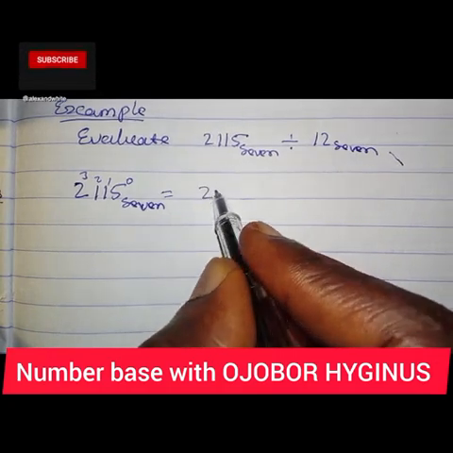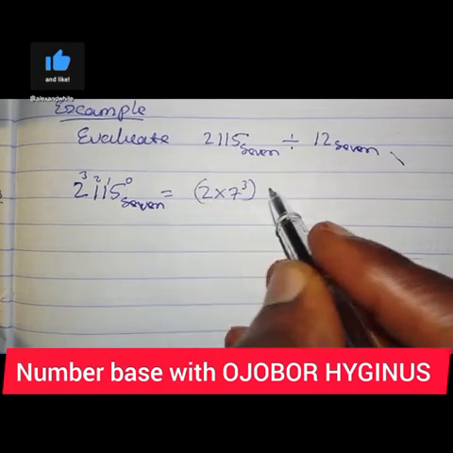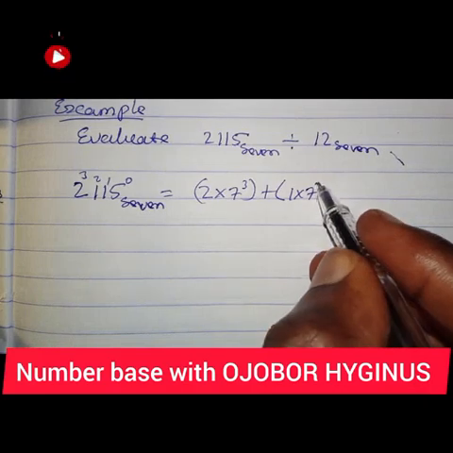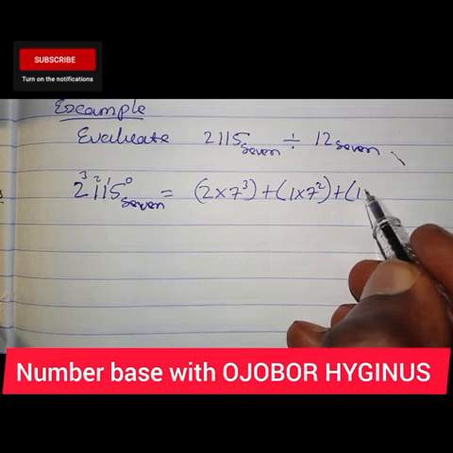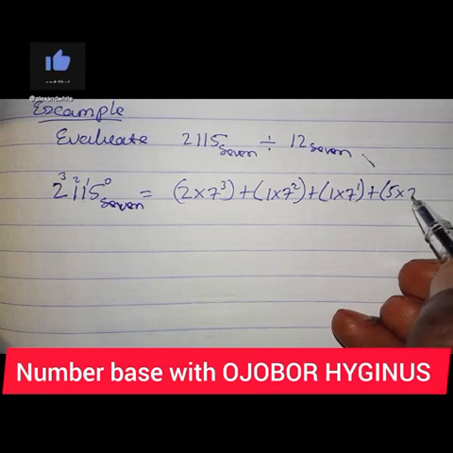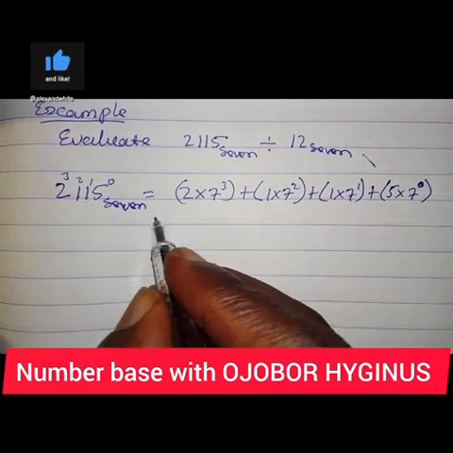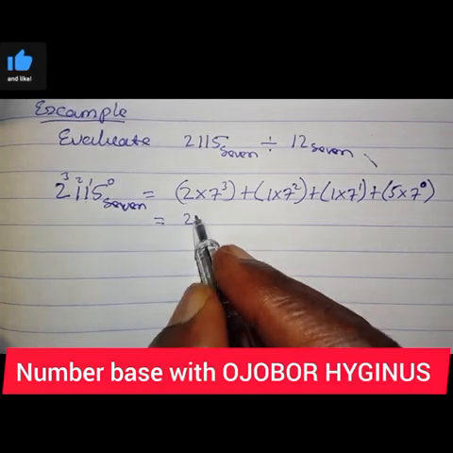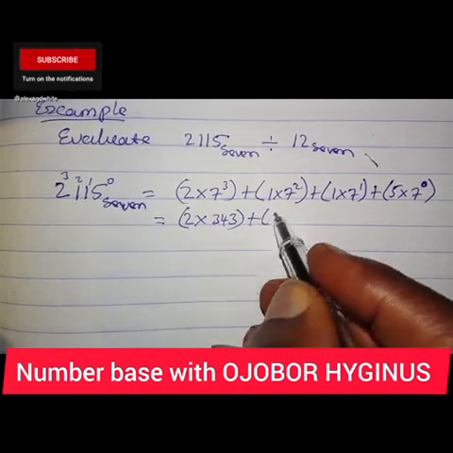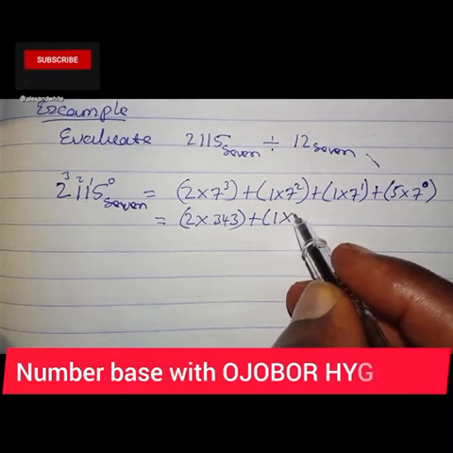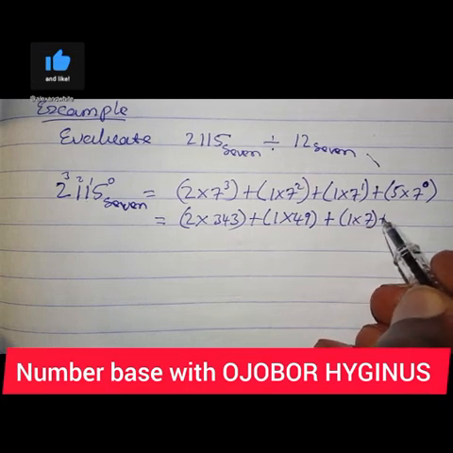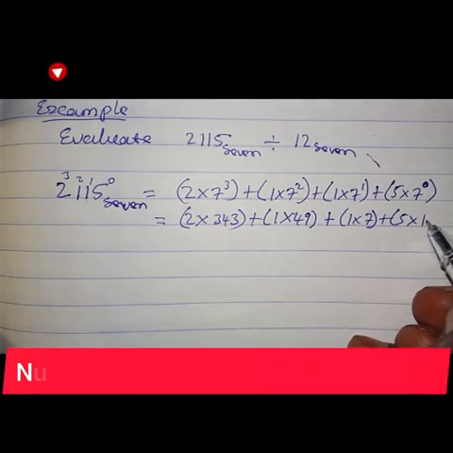So we take it 2 times 7 raised to power 3 plus 1 times the base 7 raised to power 2 plus 1 times the base 7 raised to power 1, then plus 5 times the base 7 raised to power 0. So if we simplify further, we have 2 times 7 raised to power 3 will give us 343 plus 1 times 7 raised to power 2 will give us 49 plus 1 times 7 raised to power 1 is 7 plus 5 times 7 raised to power 0 is 1.